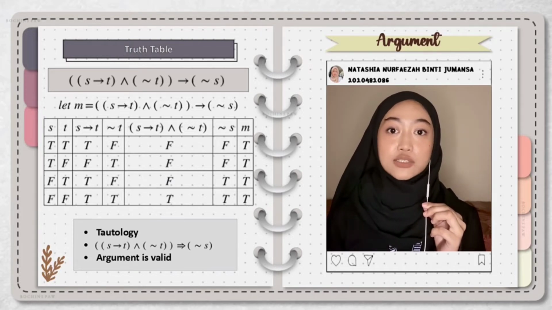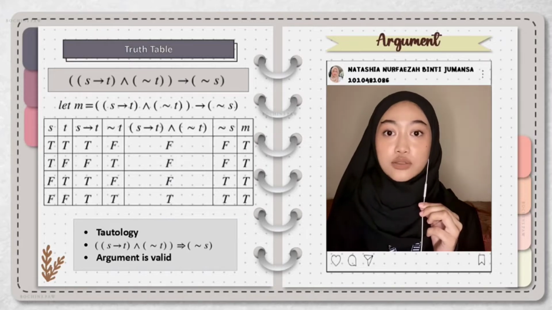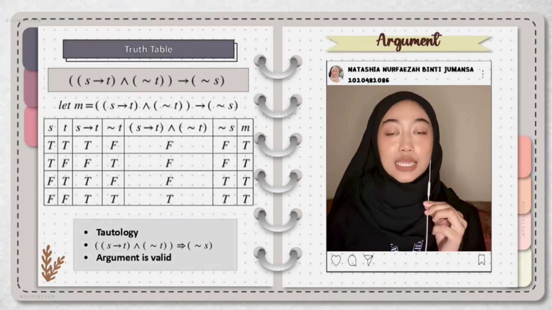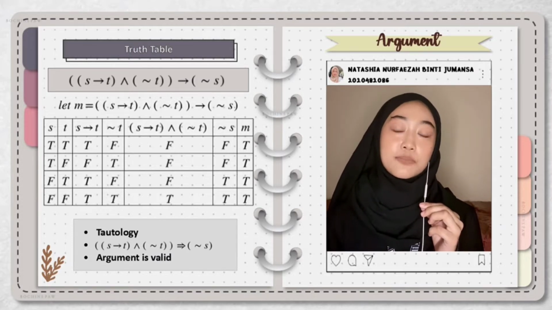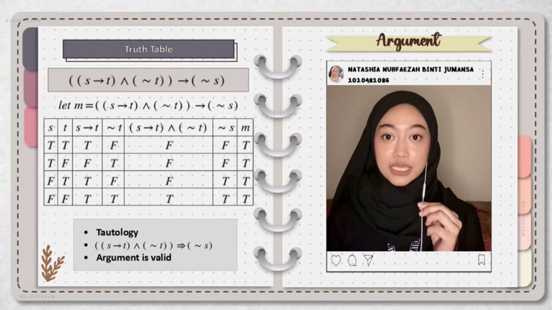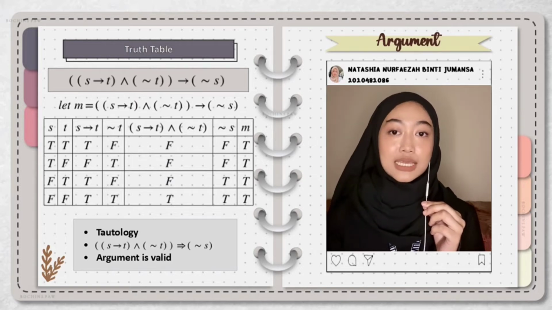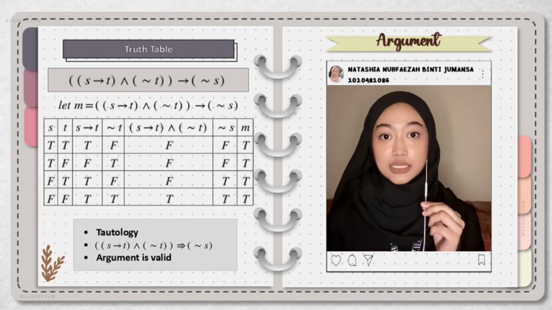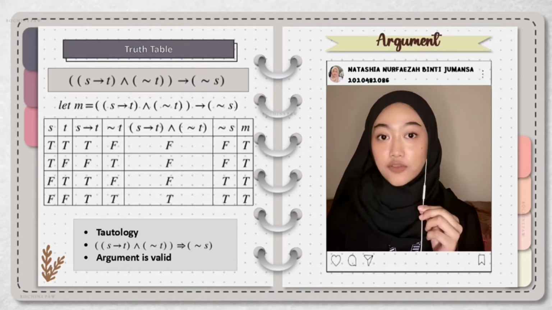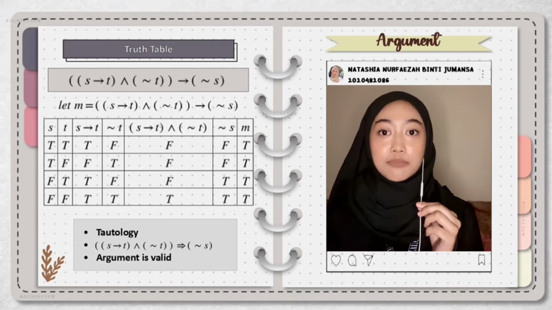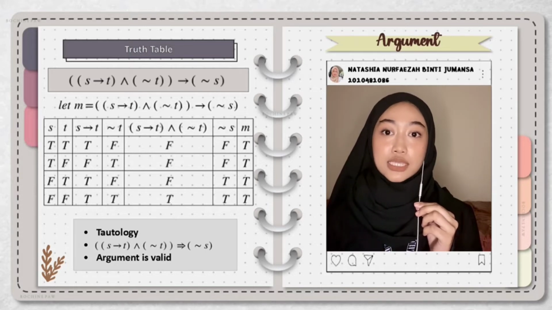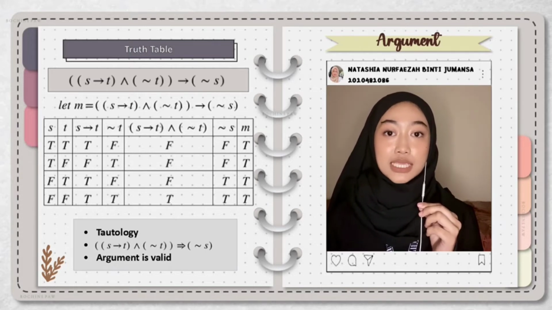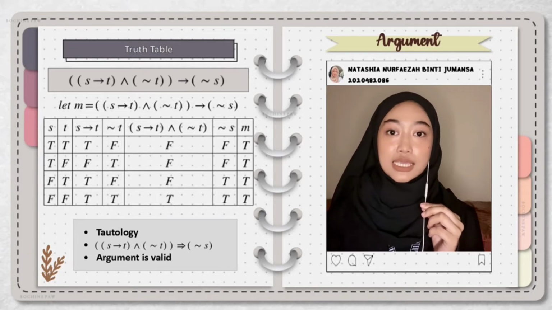T is TFTF because 2 power of 0 we get 1, so T 1 time. S is TTFF because 2 power of 1 we get 2, so T 2 times. S implies T is TFTT because T implies T is T, T implies F is F. Negation T is FTFT because negation T is F and negation F is T. In bracket S implies T and in bracket negation T is FFFT because T and F is F, F and T is F, also T and T is T.